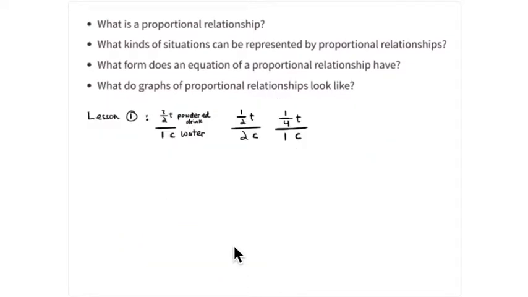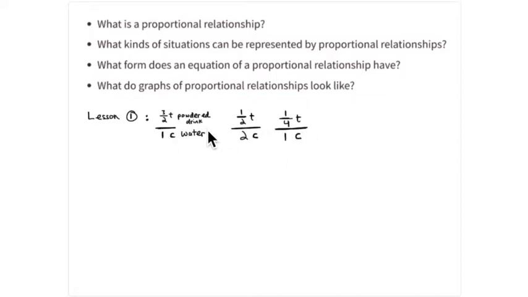Now, one thing that you might do is go through the lessons in this unit and list each of the proportional relationships. And don't go through solving it, thinking about it too much. Just get an idea of the different situations that we use throughout this unit. This is from lesson 1, which was 3/2 teaspoons of a powdered drink per 1 cup of water. The second one was 1/2 of a teaspoon of powdered drink per 2 cups of water. And a third proportional relationship is 1/4 teaspoons of powdered drink per 1 cup of water.